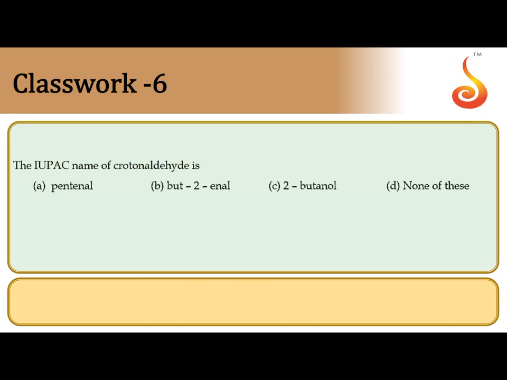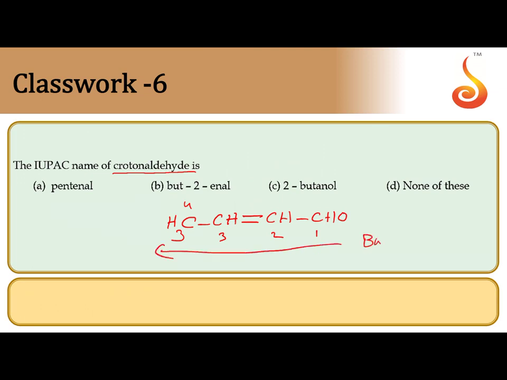IUPAC name of crotonaldehyde. So we must know what is crotonaldehyde. CH3-CH=CH-CHO. This is obtained during the aldol condensation of acetaldehyde in the presence of dilute base. 1, 2, 3, 4, numbering from right to left. The carbon of CHO gets 1 only, and the double bond is at position 2, so 2-enal. Where is that option? B.